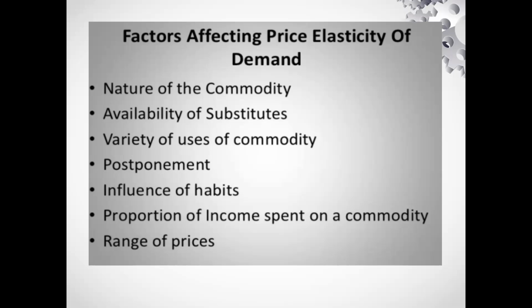And the availability of a substitute. If it is onion and tomatoes, we cannot substitute. But in the case of any other vegetables, we will shift from one vegetable to another. If the price of one vegetable is too high, then I can opt for any other product.